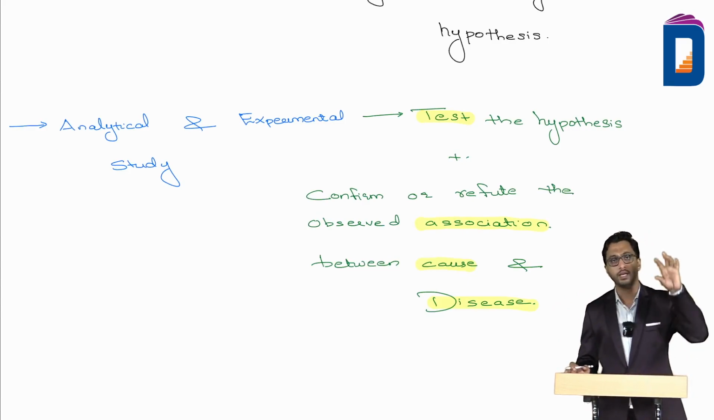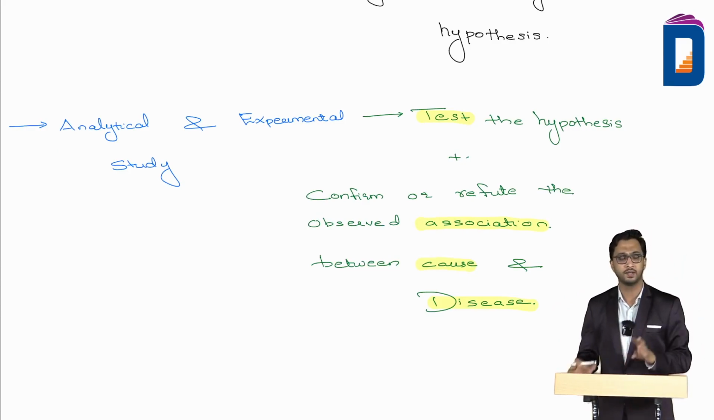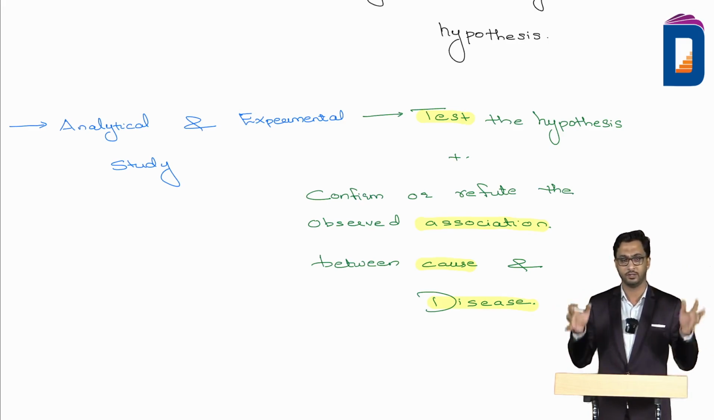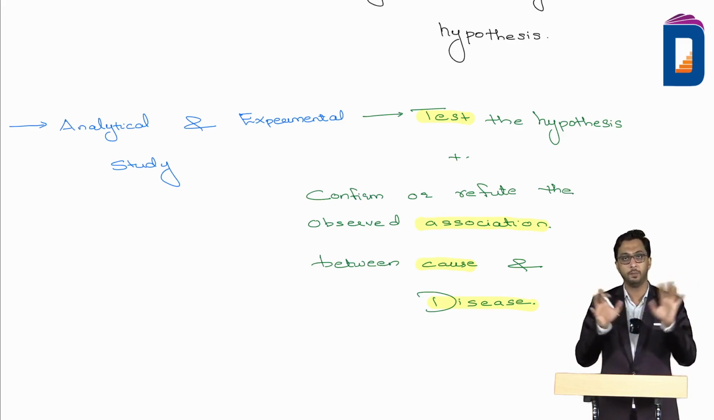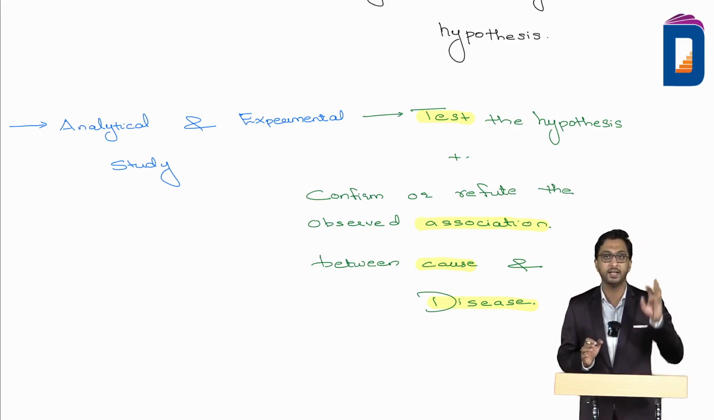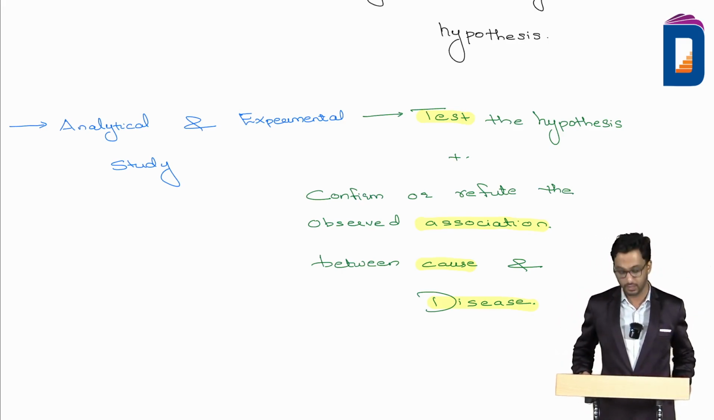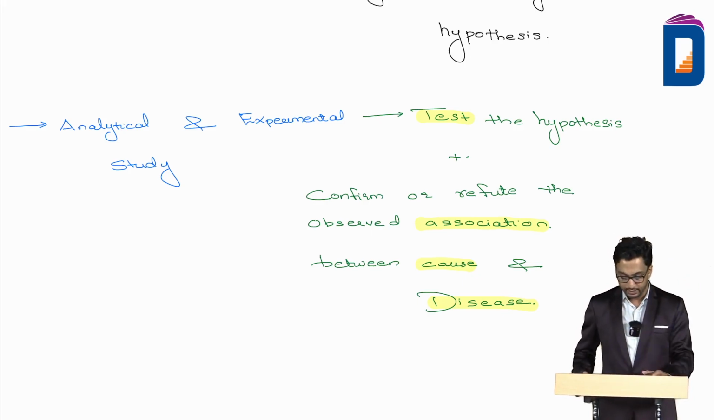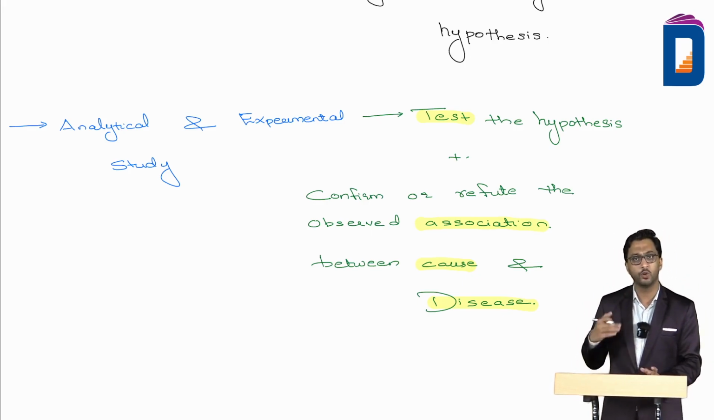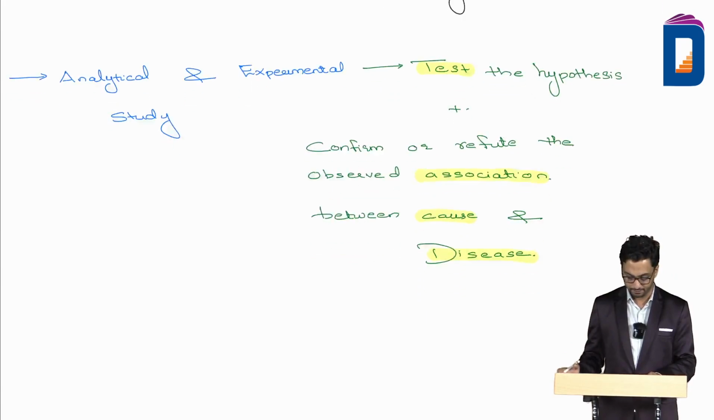So, a descriptive study just describes a disease and helps to find a hypothesis that possibly this disease is connected with this. That's the hypothesis. Now, an analytical study tests the hypothesis, and by testing the hypothesis, it confirms or refutes the association between the cause and the disease. That's what we're going to study, how it's going to happen.